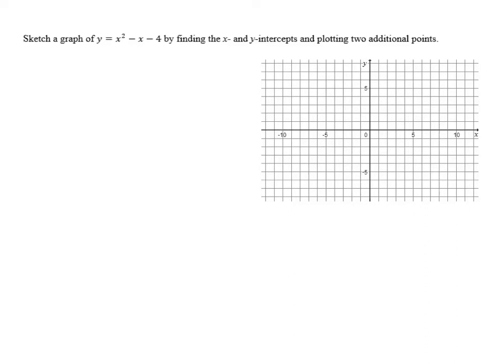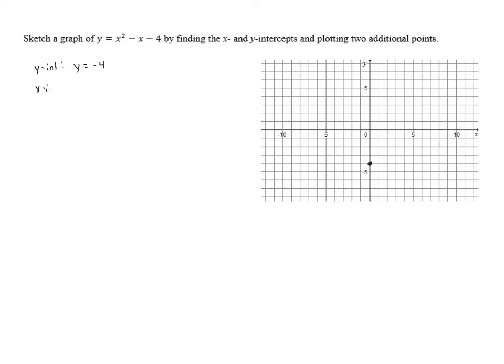Sketch a graph of y equals x squared minus x minus 4 by finding the x and y-intercepts and plotting two additional points. Again, we'll start with the y-intercept because that's the easiest one to find. We know that the y-intercept just comes from the constant term. In this case, that's negative 4. So we have a y-intercept of negative 4, and we can plot that on the xy plane right now.